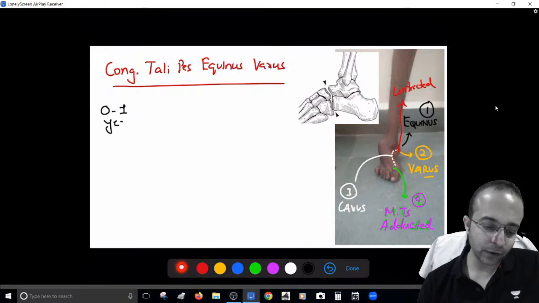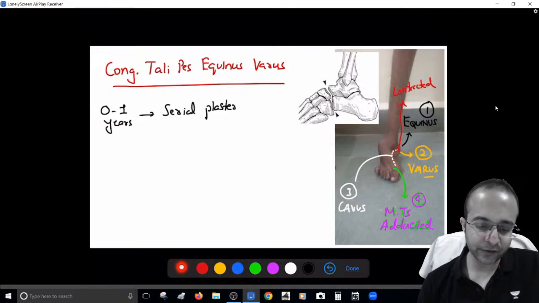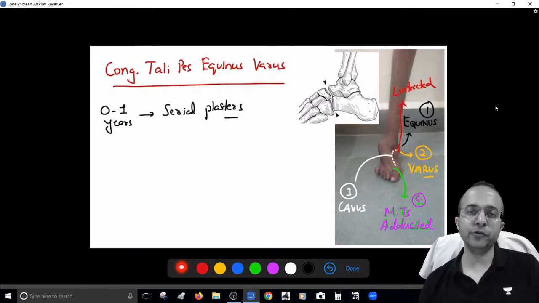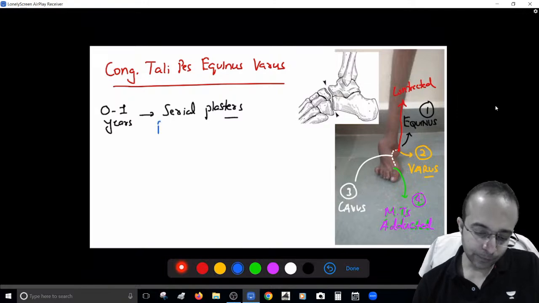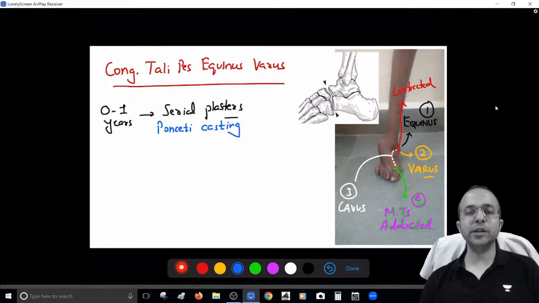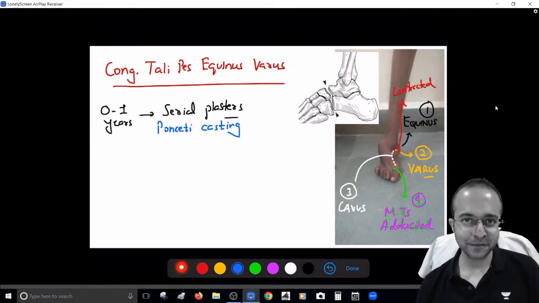In the first 1 year of life, you go with serial plasters, meaning a plaster every week to stretch these tight soft tissues. This particular mode of treatment is popularly called Ponseti casting. So that's what you do in the first 1 year of age.